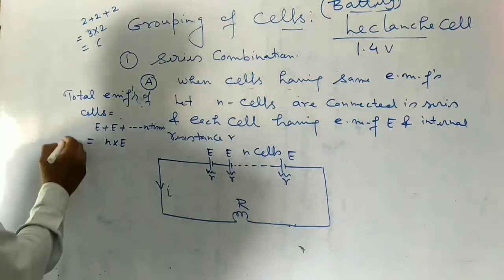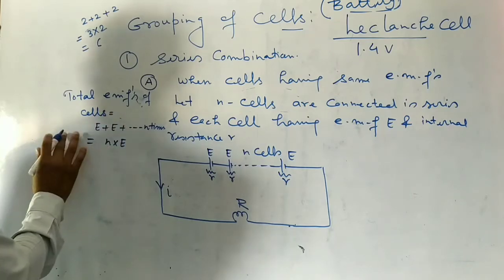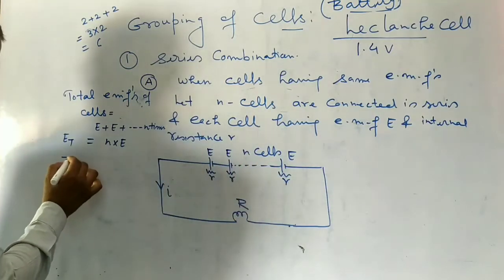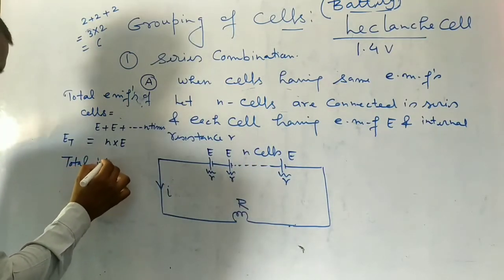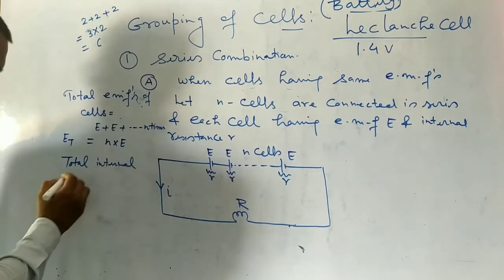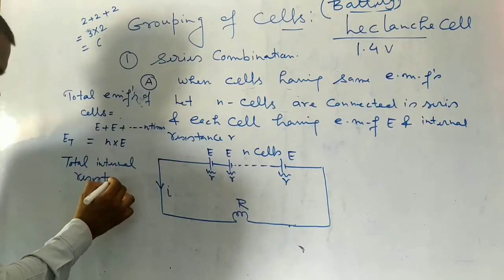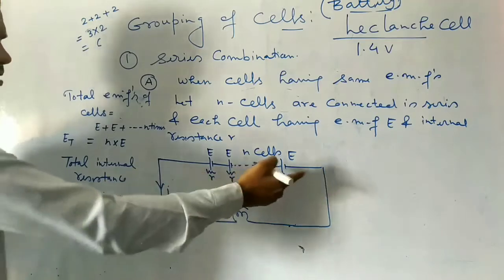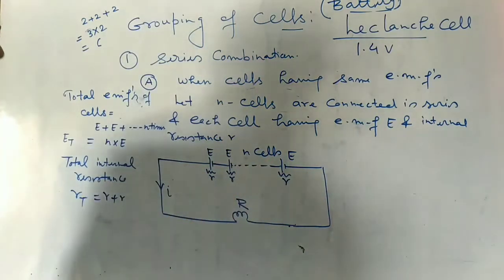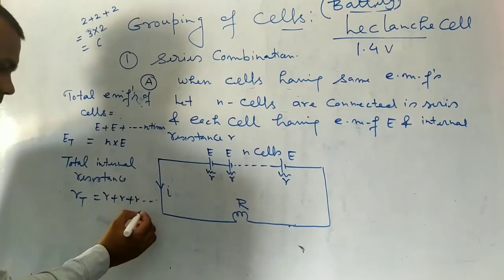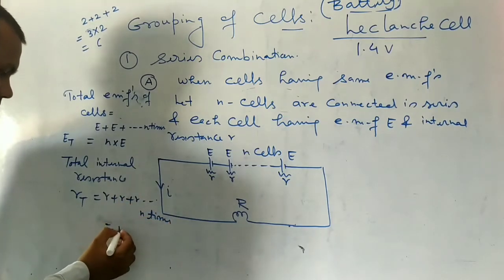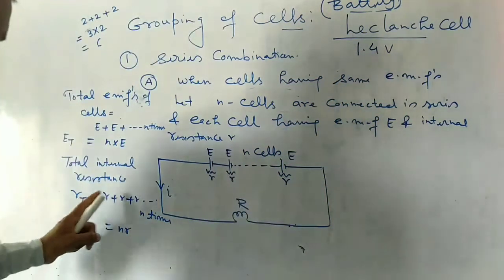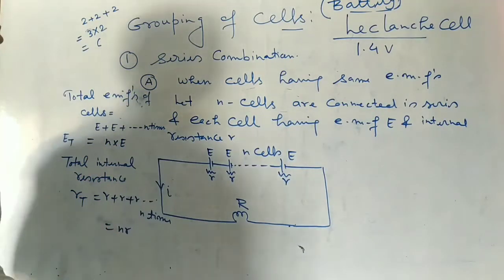So this is the total EMF, which we call ET. Now the total internal resistance, suppose this is RT. This is again R plus R, because it is in series, and we use the simple algebraic sum. So R plus R, how many times? n times. This is also the same, nR. So we calculated the total EMF of the cells, and then the total internal resistance of the cells.